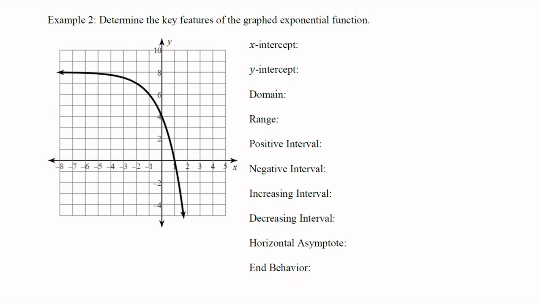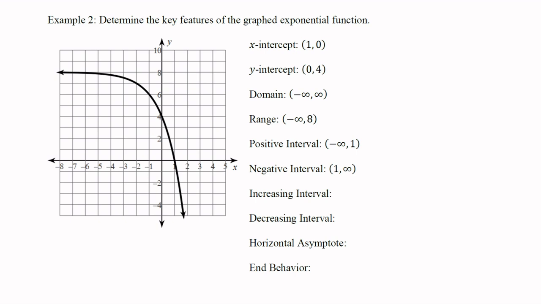In example 2, our x-intercept here is at (1, 0). Our y-intercept is at (0, 4). Our domain is from negative infinity to positive infinity. Our range goes from negative infinity to 8. 8 is where the line levels out, and we're approaching an asymptote. Our positive interval goes from negative infinity to 1, and our negative interval goes from 1 to infinity.